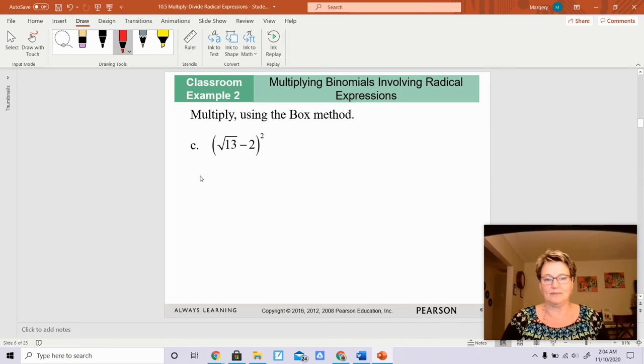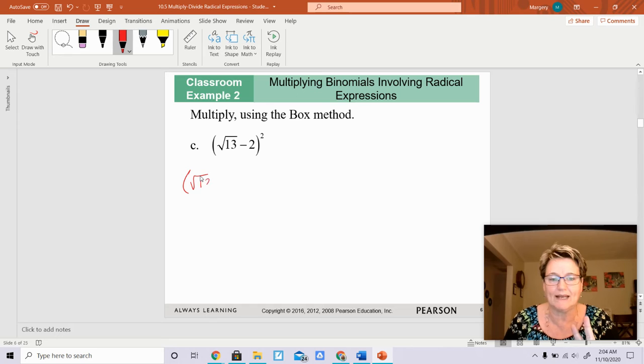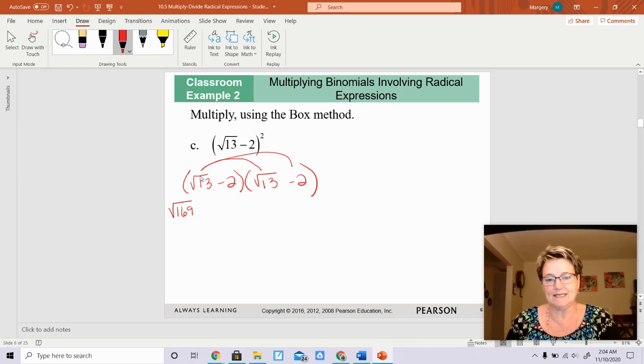Multiply by using the box method. I'll do it both ways, not a big deal. This one here just means that you have 2 of them. If you want, just write it out twice. Okay. Now, when I wrote it out twice, I'm just going to distribute. The square root of 13 times the square root of 13 is the square root of 169. Square root of 13 times a negative 2 square roots of 13. And then a negative 2 times this gives you a negative 2 square roots of 13. A negative 2 times a negative 2 is a positive 4.